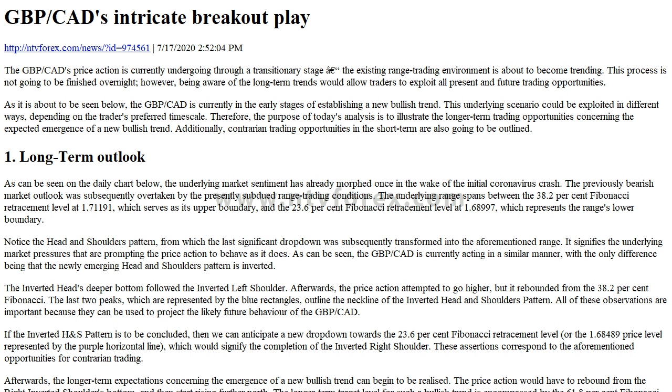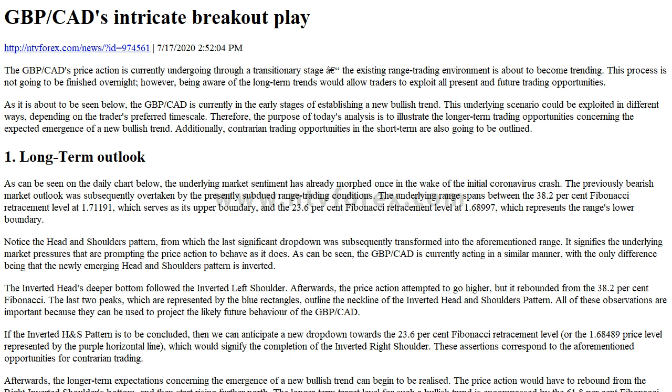As it is about to be seen below, the GBP CAD is currently in the early stages of establishing a new bullish trend. This underlying scenario could be exploited in different ways, depending on the trader's preferred timescale. Therefore, the purpose of today's analysis is to illustrate the longer-term trading opportunities concerning the expected emergence of a new bullish trend. Additionally, contrarian trading opportunities in the short term are also going to be outlined.